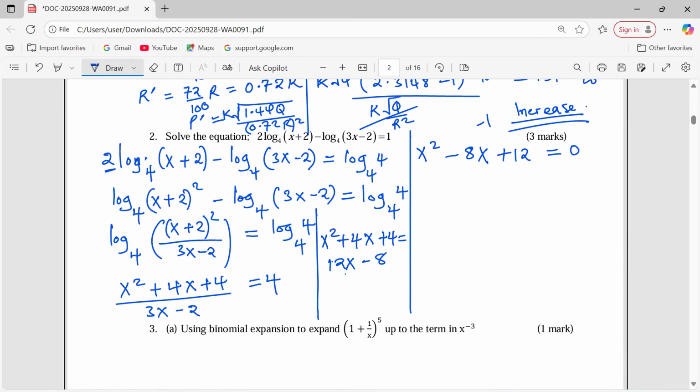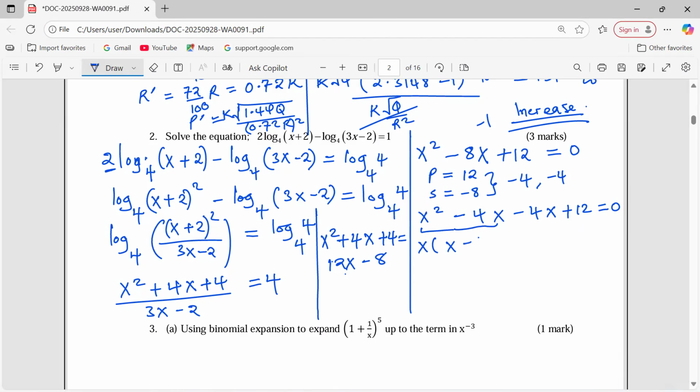So now we're supposed to talk about two factors whose product is 12 and sum negative 8. And this is negative 4 and negative 4. Meaning that we can re-express, instead of negative 8, we have negative 4, then plus 12 equals to 0. In the first two, we can factor out x to remain with x minus 4. And we also factor out 4 to remain with x minus.